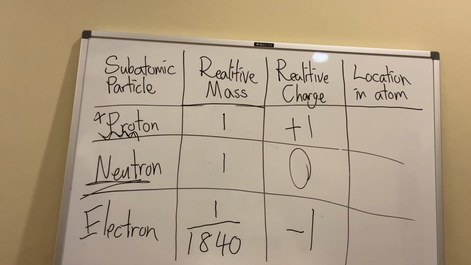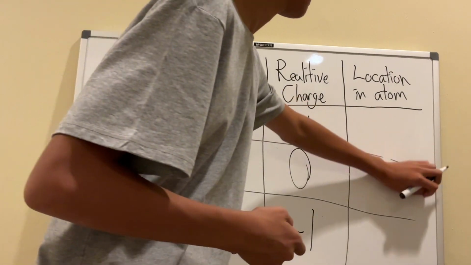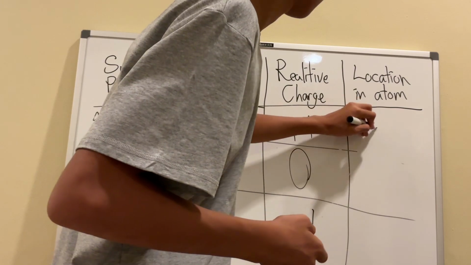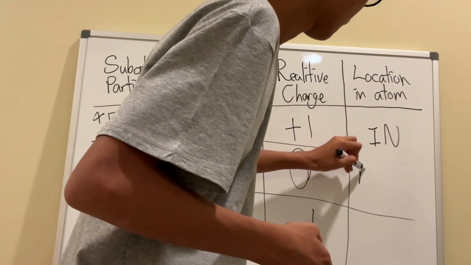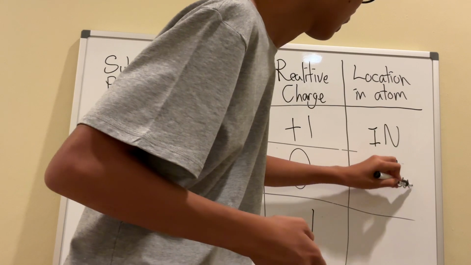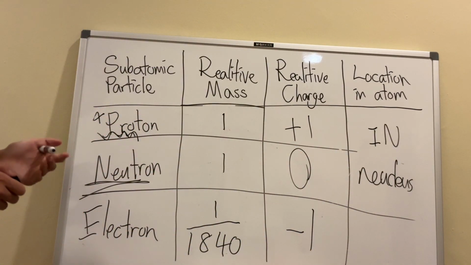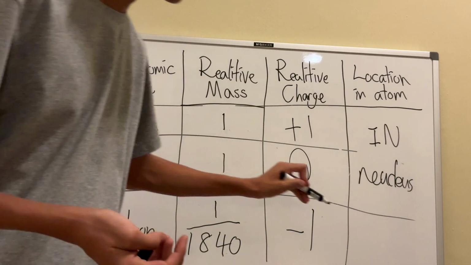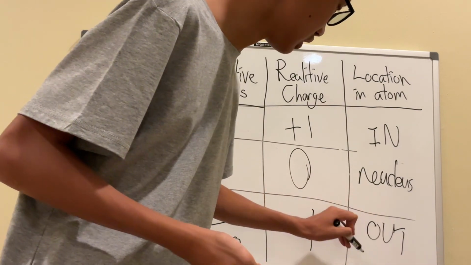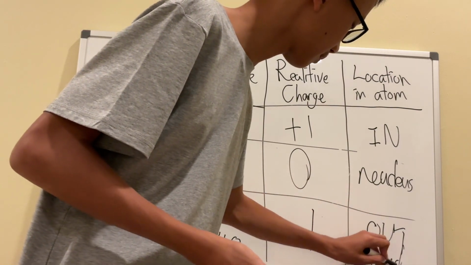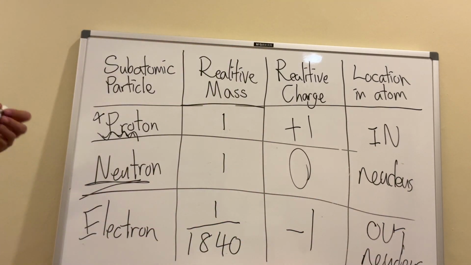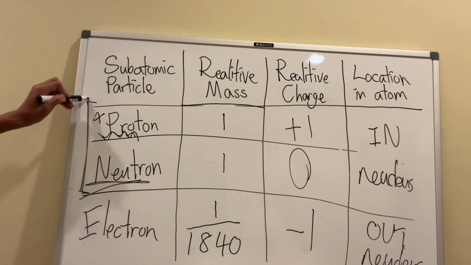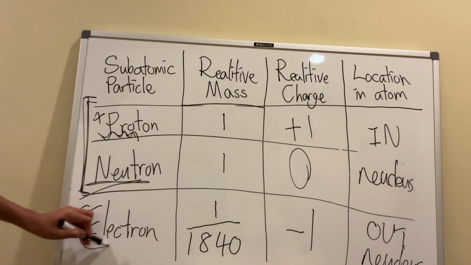So where do they locate in an atom? As we've just discussed, the proton and the neutron both locate within the nucleus. But the electron stays out of it, so it's out of the nucleus. Like the rings. So those two are in the core, and then the electron is on the rings.